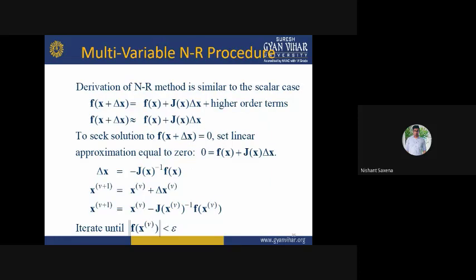Now, what is the multivariable Newton-Raphson procedure? How do we solve this? With the use of the Jacobian matrix, we solve this multivariable Newton-Raphson method. The derivation of the Newton-Raphson method is similar to the scalar case. That means we will be neglecting the higher order terms, and only the principal component and the first order component will be part of it.